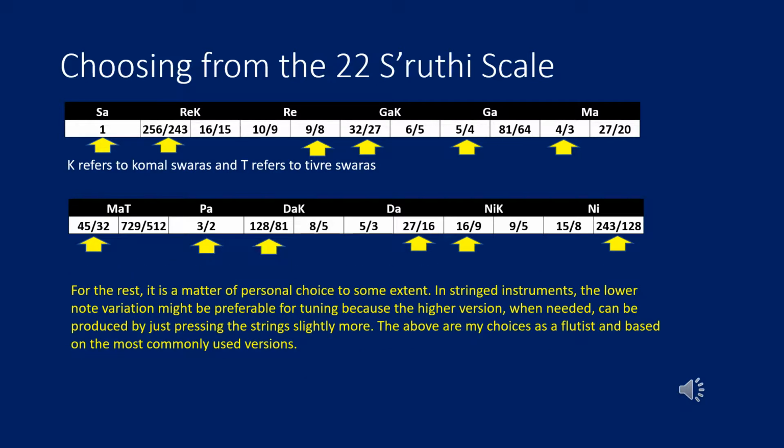For the rest of the swaras, it is a matter of personal choice to some extent. In stringed instruments, the lower note variation might be preferable for tuning because the higher variation, when needed, can be produced by just pressing the strings slightly more. The above are my choices as a flutist and based on the most commonly used variations.